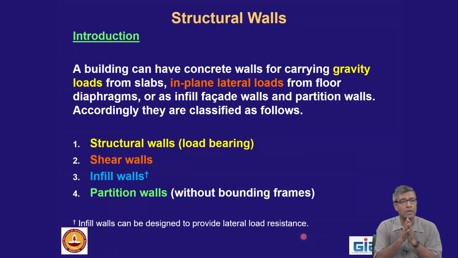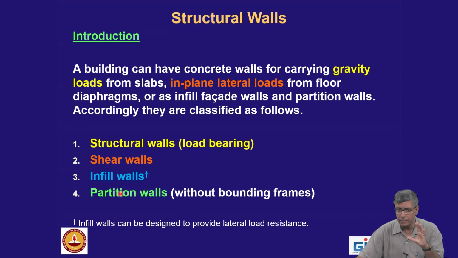Now, this term is sometimes very loosely used in practice. There can be different types of walls, and the way we classify them from the design point of view I have listed. The structural wall means they are load bearing walls. I cannot knock down a structural wall once the building has been constructed, unless the building is demolished. But for refurbishing, I can knock down what are called partition walls, which are non-load bearing.